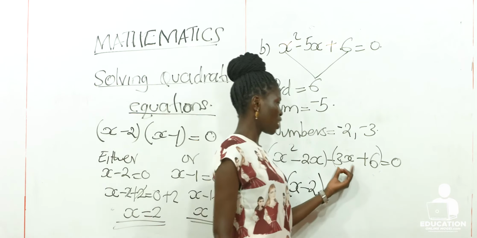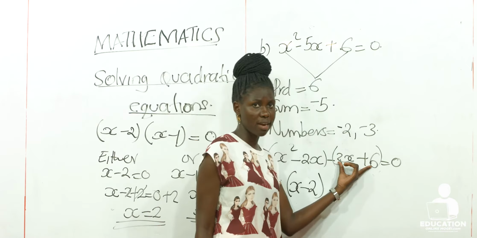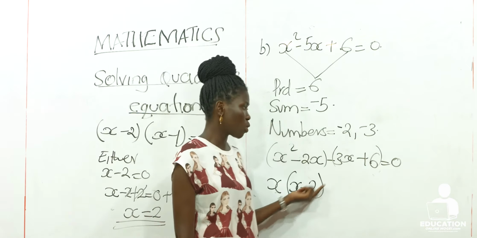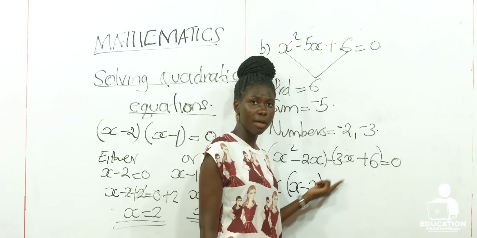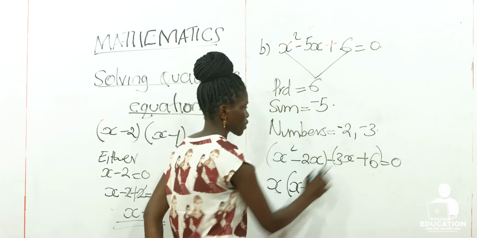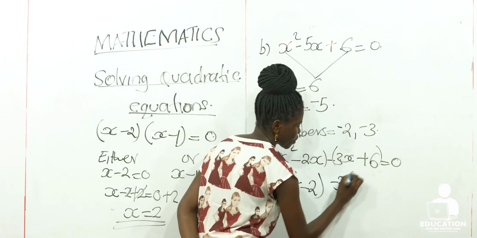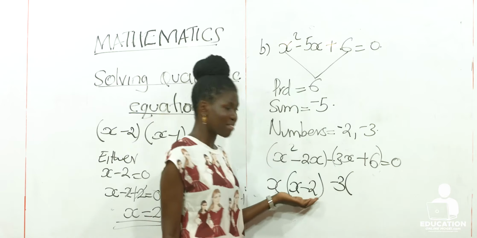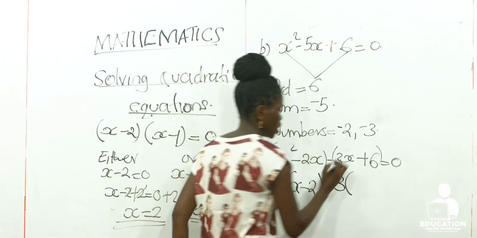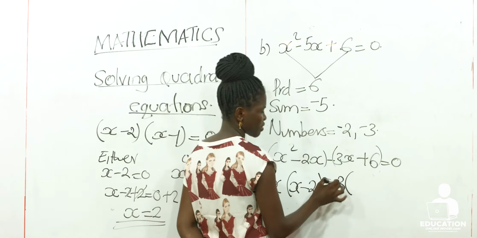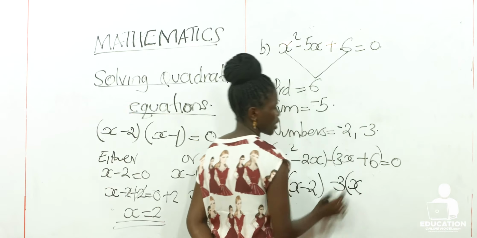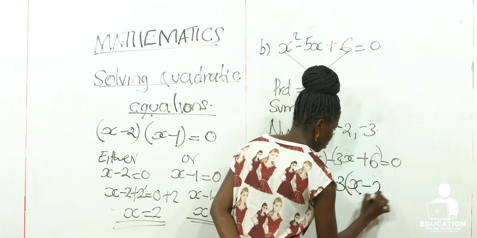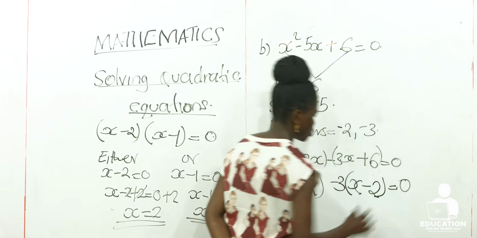So we move to the second one. We have 3 common to both 3 and 6. But when we are choosing, remember, we want the brackets to look alike. So we need to consider which sign to pick out to help us gain the same bracket. In this case, we are going to bring out negative 3. The reason I'm choosing negative is so that this negative can affect this 6 to help us get the same bracket as this one. So negative 3x divided by negative 3 will give us x. Then 6 divided by negative 3 will give us negative 2. We equate the whole of this to 0.